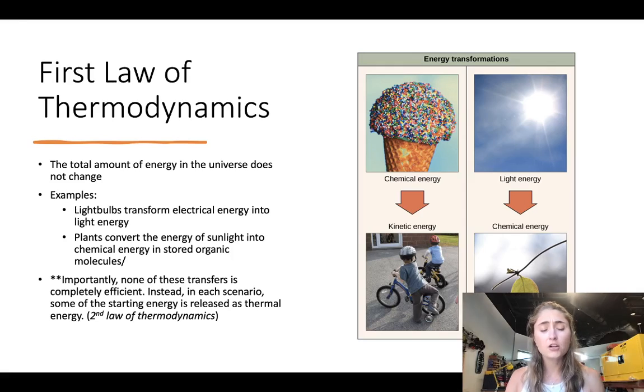What is important to note is that as those transfers occur, they're not completely efficient. So let's say I have 100% energy in my plant and I have a consumer come in and eat that plant. I don't get all of that energy back into me as the consumer. What I get is a small amount of energy, and then I lose some of it to heat energy. That is the start of the second law of thermodynamics. So let's take a look at that.